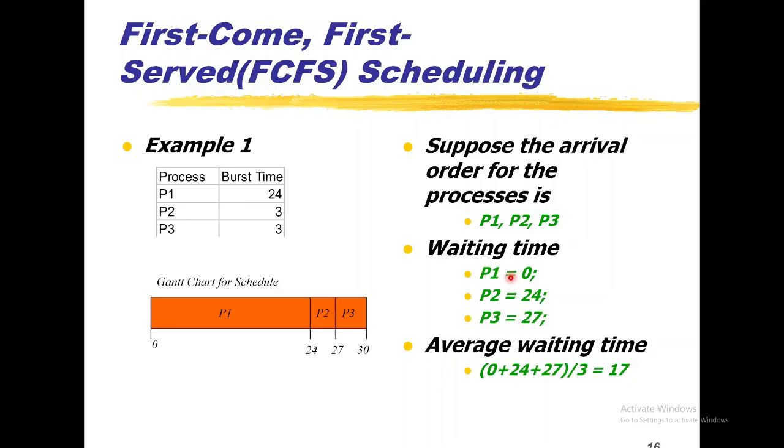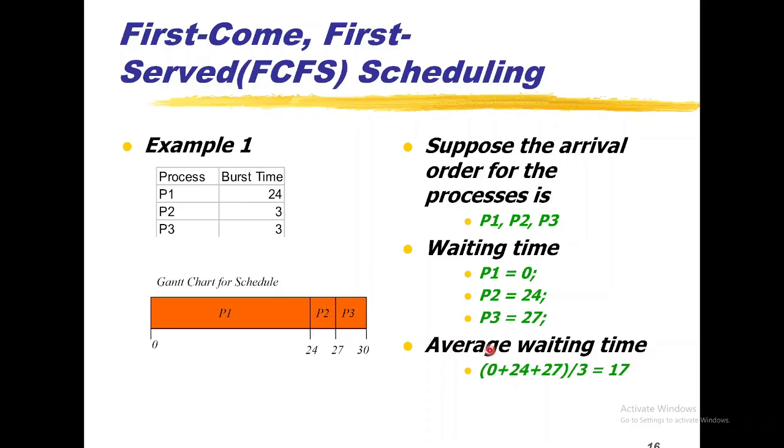So you can see the waiting time. P1 never had to wait because the moment it arrived, the CPU picked it immediately and it was executed. There was no wait, so it had 0 milliseconds. Process 2 had to wait for 24 milliseconds up to here before it was picked, while process 3 had to wait for 27 milliseconds before it was picked.